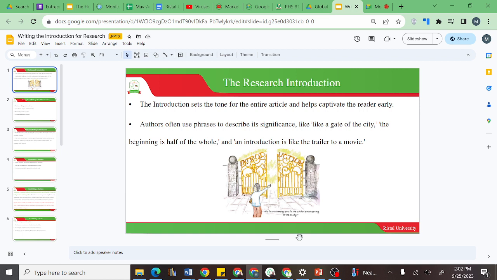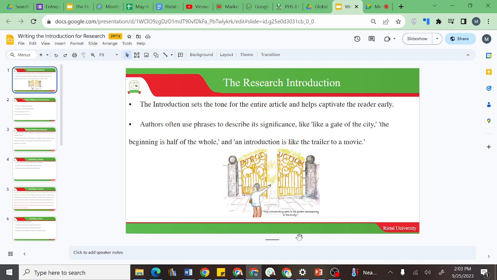When we talk about the research introduction, it's just like the illustration that we have there. The introduction is the gate to your entire research. And therefore, for the person to read this introduction, you should captivate them. This is to say that you should make them interested in your work.